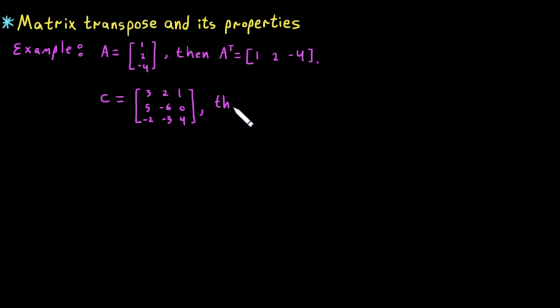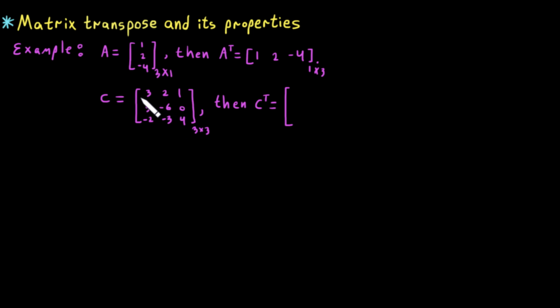-2, -3, 4. Then C transpose equals, and you can see here this vector is 3 by 1, 3 rows, it becomes 1 by 3. So you can see 3, 1 here. We have swapped these, so 3, 1, and here 1, 3. And since here it's 3 by 3, it will remain 3 by 3 here. So let's write it here.